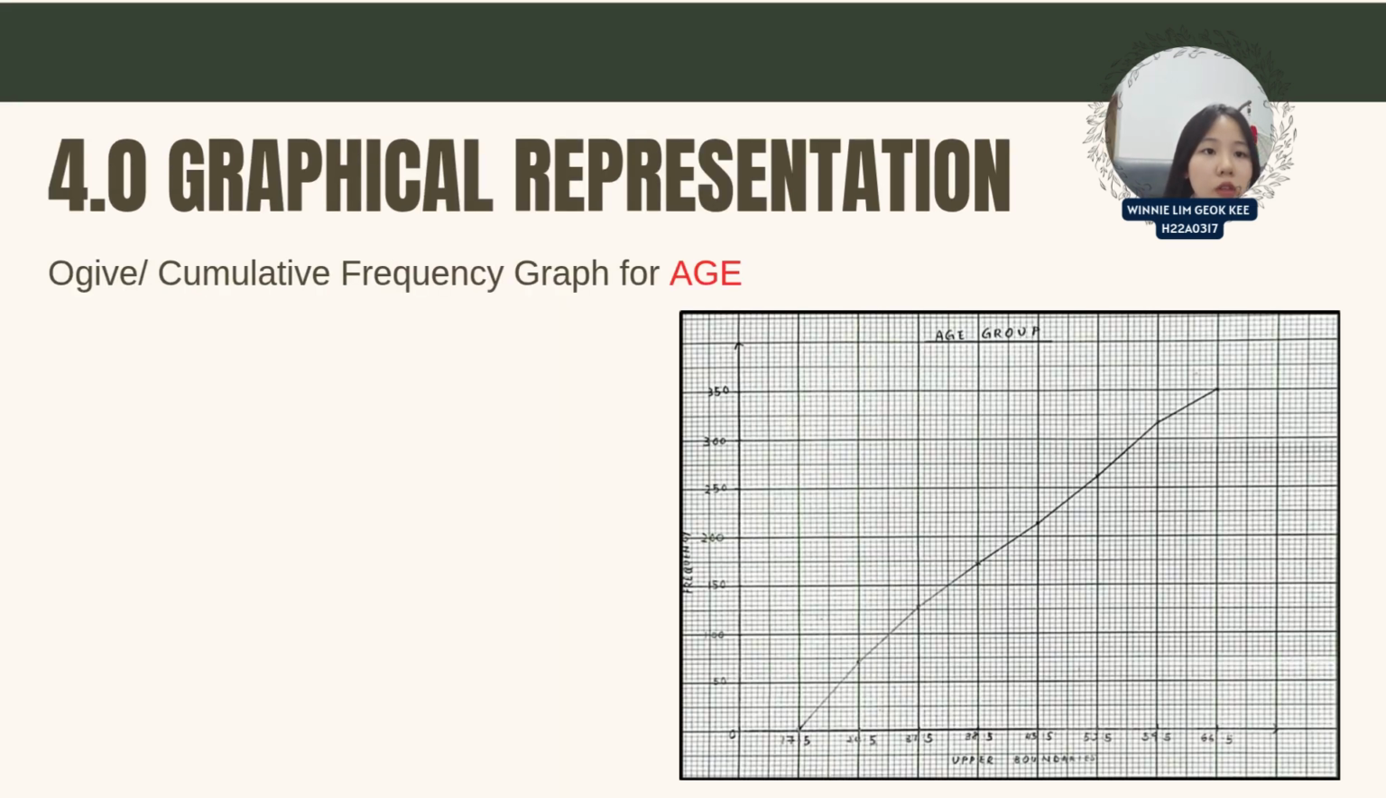Next, 4.0 Graphical representation. Ogive or cumulative frequency graph for BMI. There are two graphs, which are the ogive and the histogram. The first step of preparing an ogive graph is to generate a table of frequency distribution. This table must include the cumulative frequencies of the upper boundary. The data for cumulative frequency are used to plot the y-axis, and the data for the upper boundaries are used to plot the x-axis. The plot must be left to right.